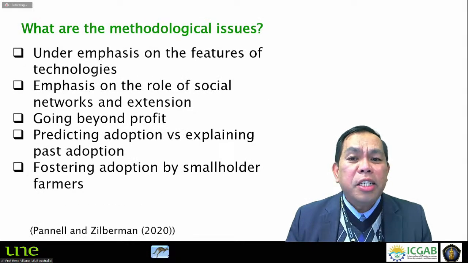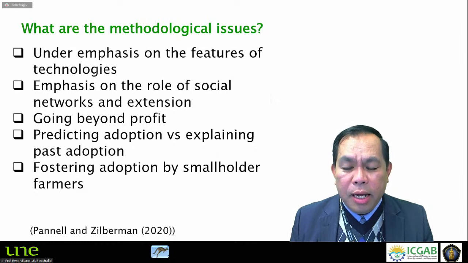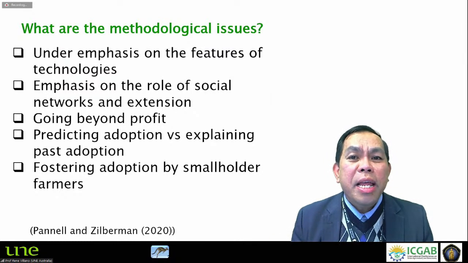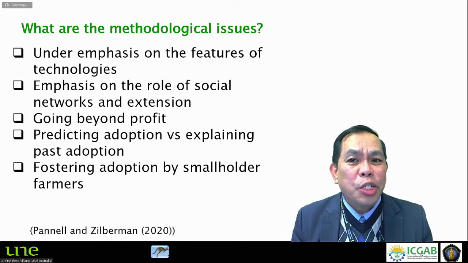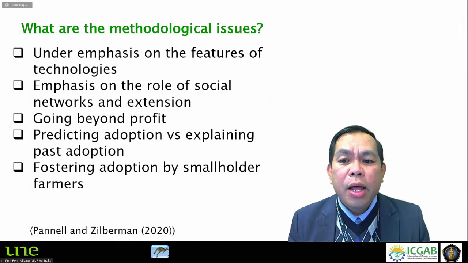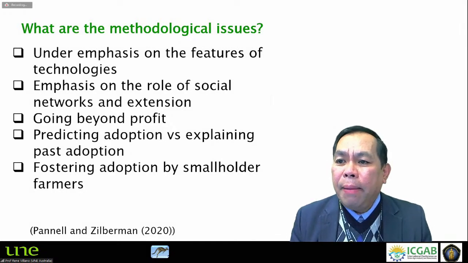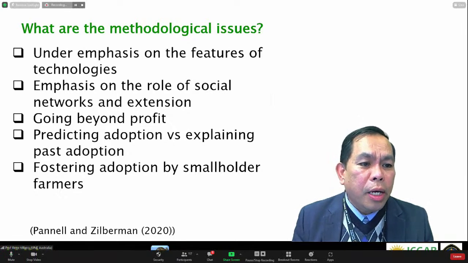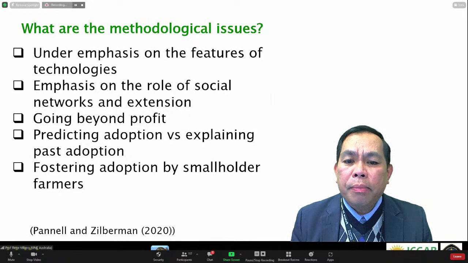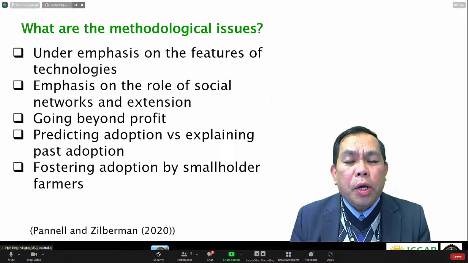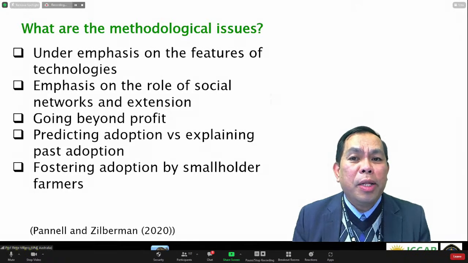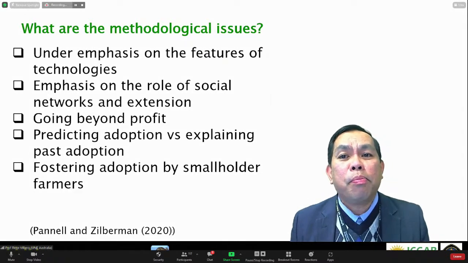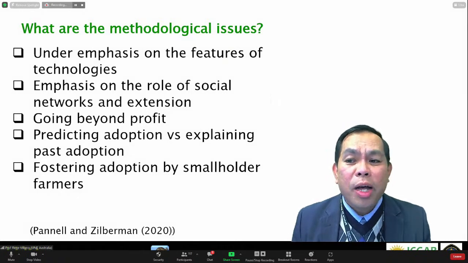All right, what are some of the methodological issues about this? We need to emphasize not only the technology per se being adopted, but examine the nature, characteristics, and features of the technology per se. There is a need for us to look at the role of social network. And also, we have to understand the decision-making process of the farmers, going beyond profit. Farmers may decide to adopt a technology, not necessarily because of profit maximizing behavior, but because of other factors.